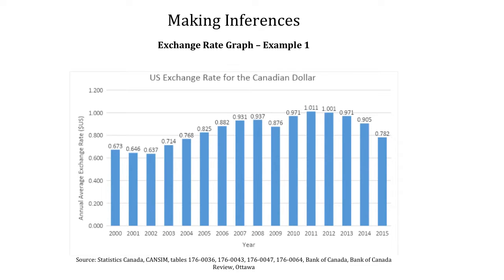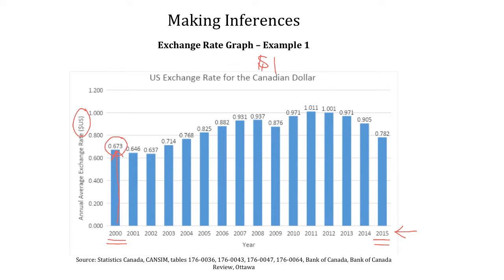On the x-axis down here, we have the year, and things to note here are the year that it starts in and the one that it ends in. So we have a long span of time here to look for trends, from the year 2000 to 2015. Then on our y-axis, we have the average exchange rate in US. Let's take a look at the year 2000. In the year 2000, we can see that our exchange rate is 0.673. So what that means is that $1 in Canadian is equal to 0.63 cents in US.